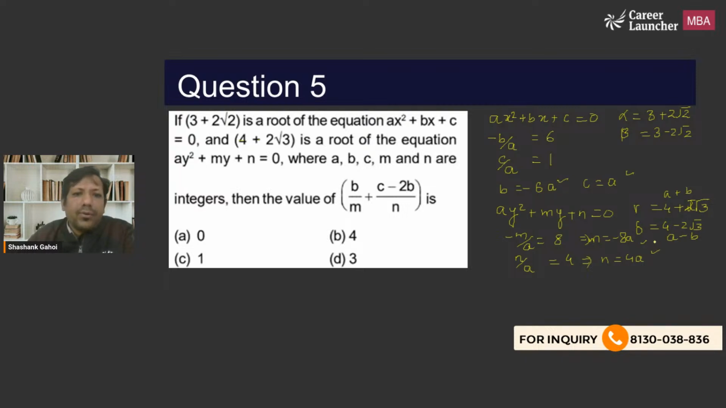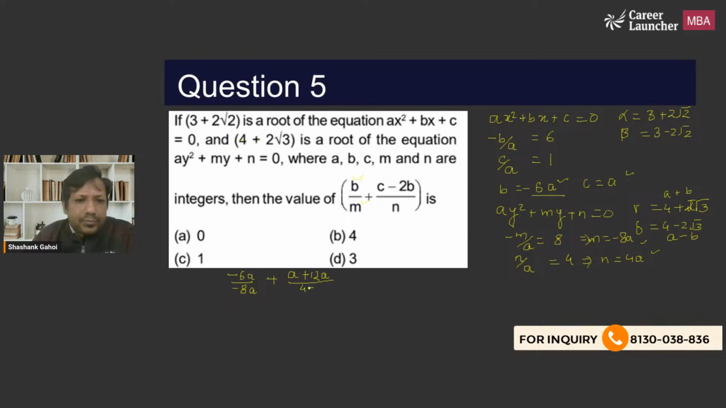So what you can do, if you want, you can assume the value of a as 1, or you can directly use it. So basically b upon m: b is minus 6a, m is minus 8a. So this is what we got. Okay, then c minus 2b. So c is a, minus 2b means minus of minus 12a. So minus minus is going to be plus, so plus 12a upon n is what?